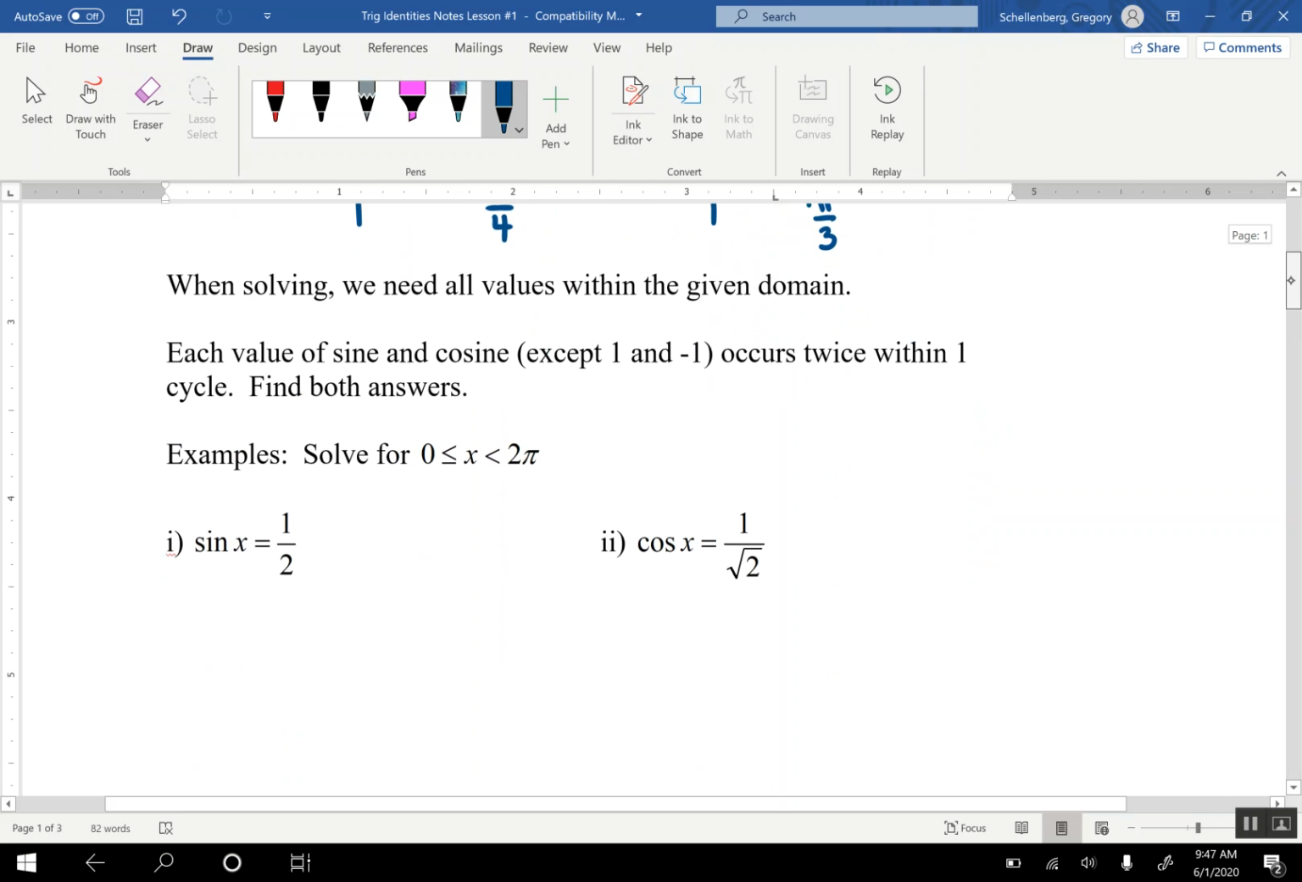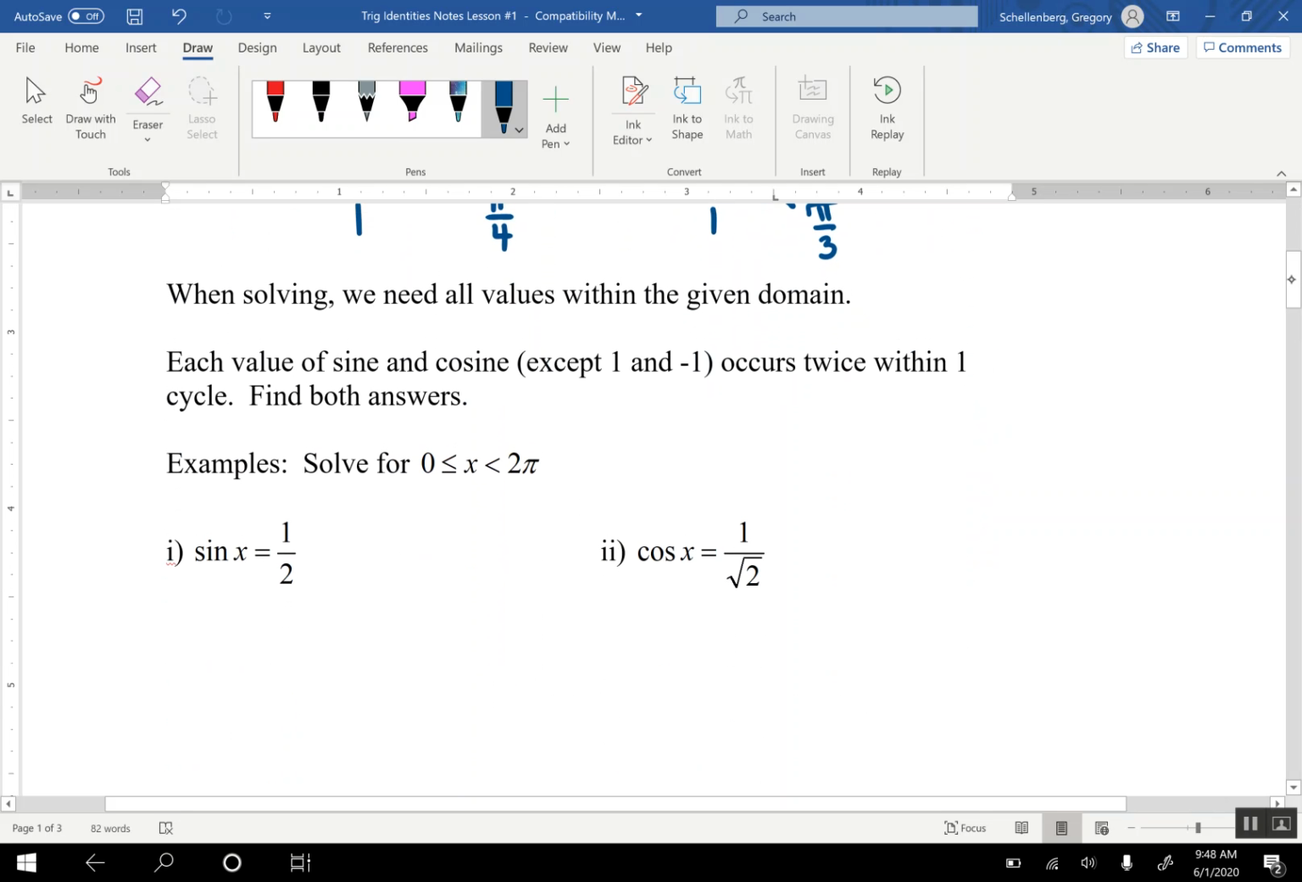A few other points to note. So when solving an equation, we need to find all the values within the given domain. Okay, so important point to note, and here's what we're talking about here. So solve for the value or values of x that are in the domain 0 to 2 pi.